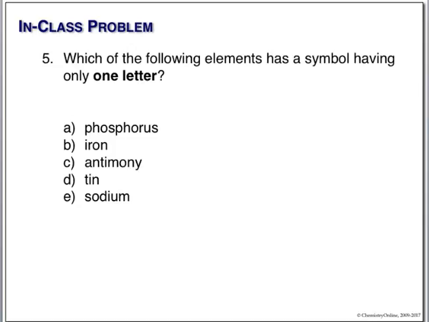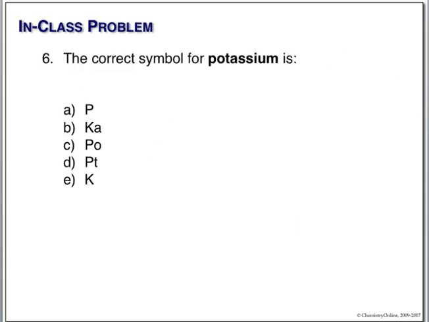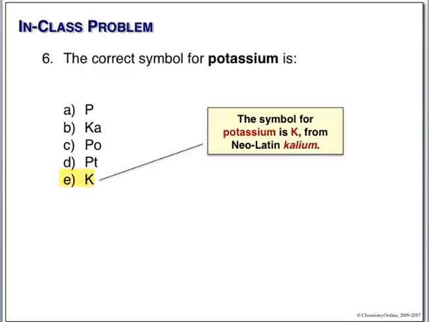This guy, which has only one letter. Iron is Fe, antimony is Sb, tin is Sn, sodium is Na, phosphorus is P. Phosphorus is P, not potassium. Remember that. And our last one here. Potassium is what? It's a K. Any questions?